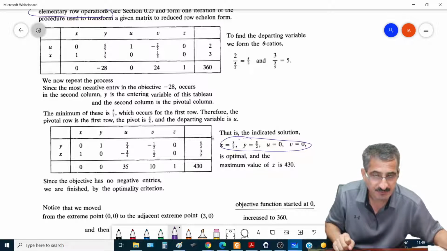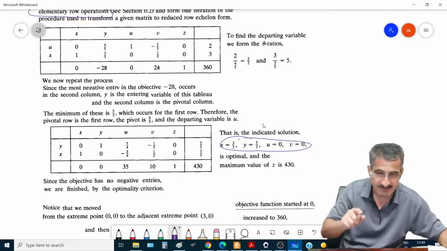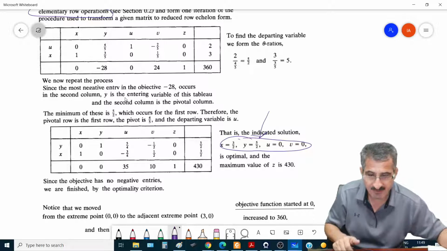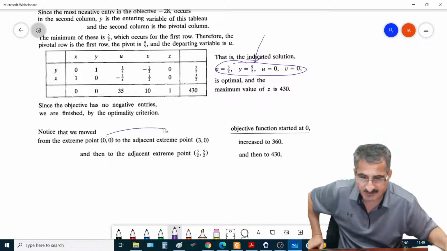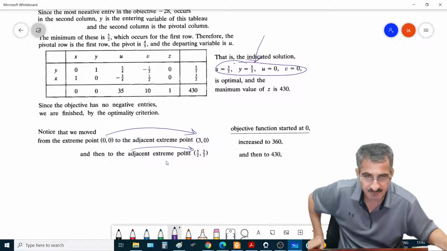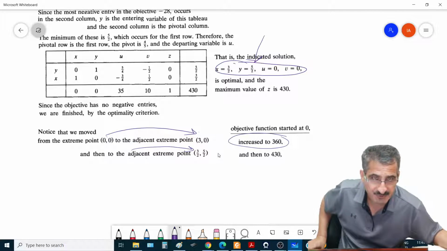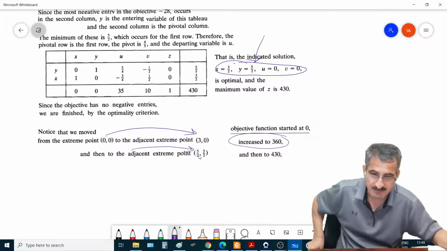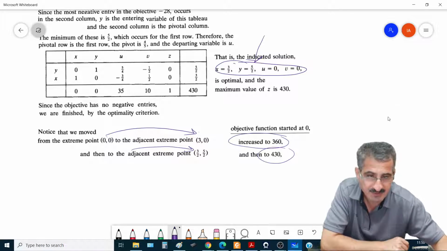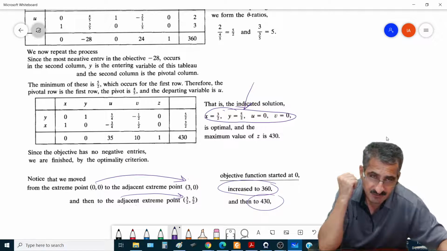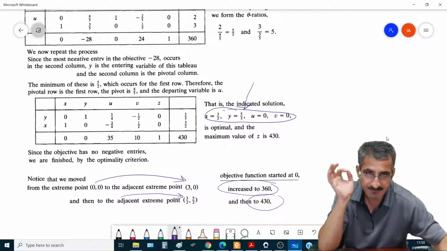الاكستريم بوينت. كنا احنا عند 0، 0 بعدين رحنا عند 3، 0 بعدين اجينا لعند هذه بعملية البايفوتنج اللي عملناها، وهذا هو مكتوب هنا: من 0، 0 إلى 3، 0، ومن 3، 0 إلى 3/2، 5/2. الانتقال هذا من هنا لهنا خلى الأوبجكتيف فانكشن يزيد إلى 360 والانتقال من هنا إلى هنا 430. أوكي، أتأمل هذا الشرح السريع هنا أعطاك فكرة ليش البروسيجرز تبعون السمبلكس ميثود هم بالطريقة اللي تعلمناهم.